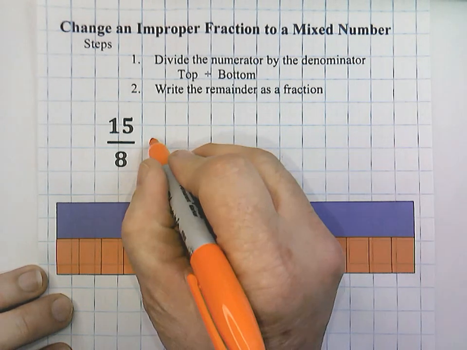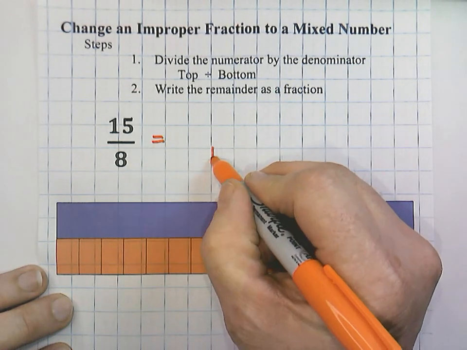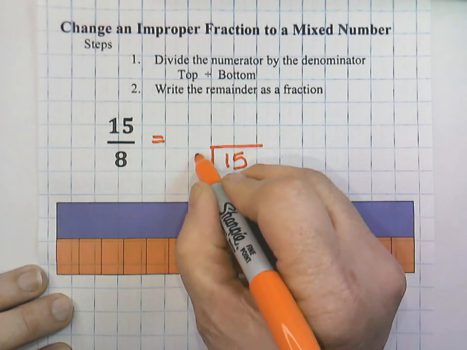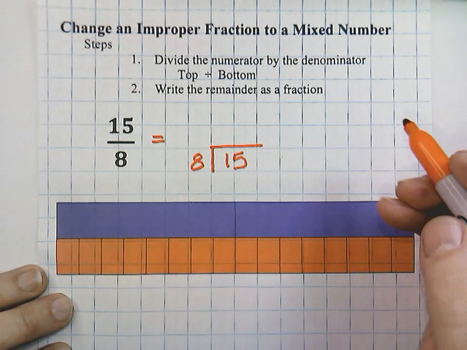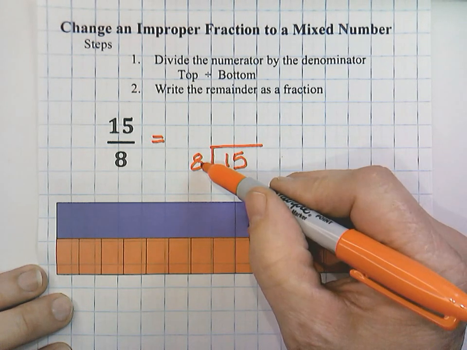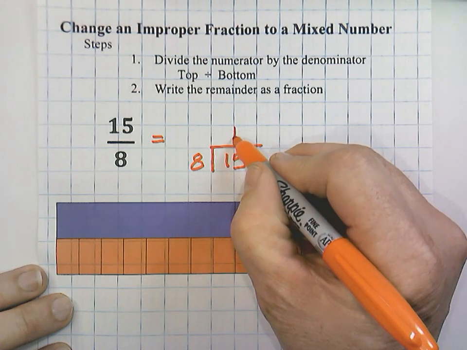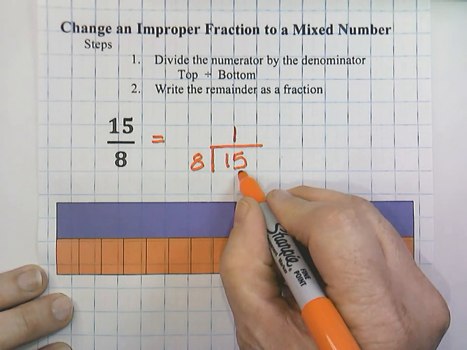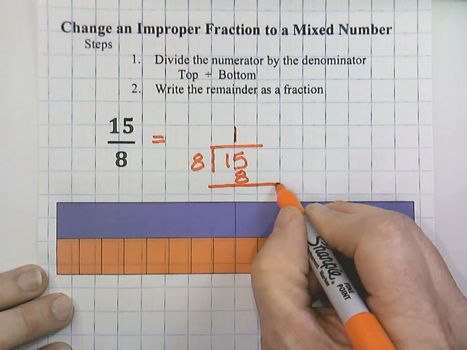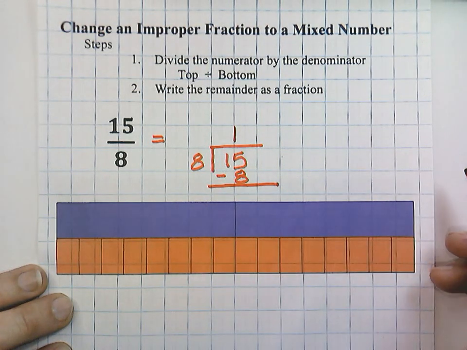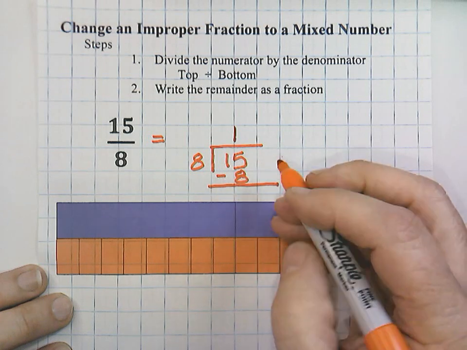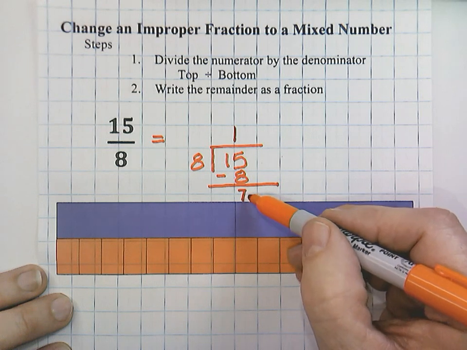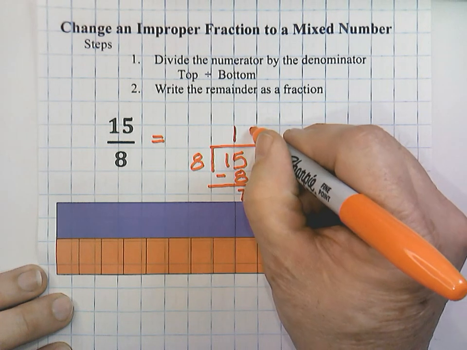Well, we're going to divide. The top number is 15 divided by the 8. 15 divided by 8 would equal 1. In other words, 8 will only go into 15 one time. 1 times 8 is 8, and then we need to find the difference, and we do that in math by subtracting. 15 minus 8 would be 7, a little bit tight here. Now here's our remainder of 7, but remember we must write that as a fraction.